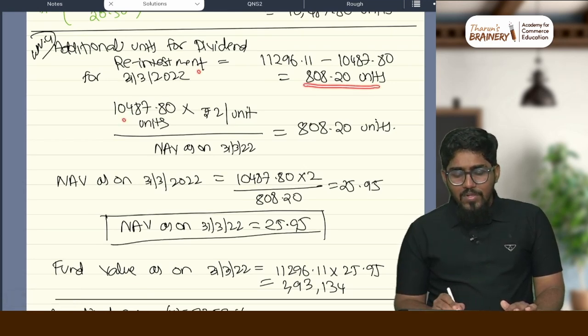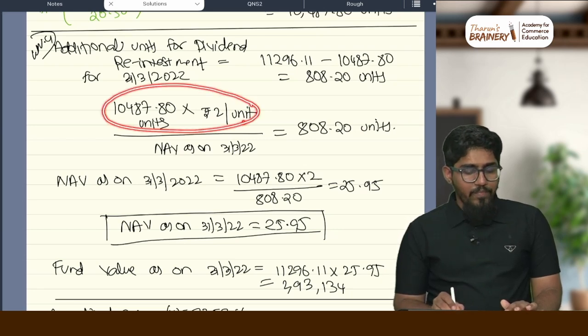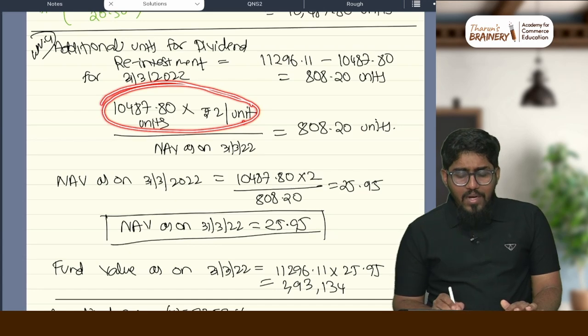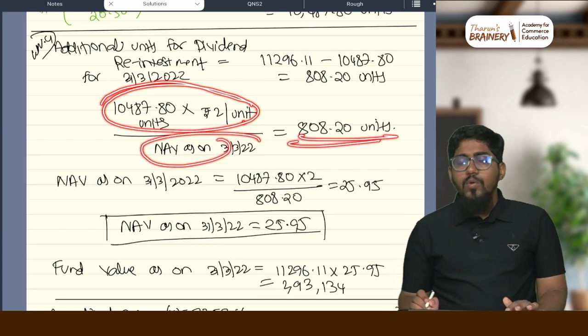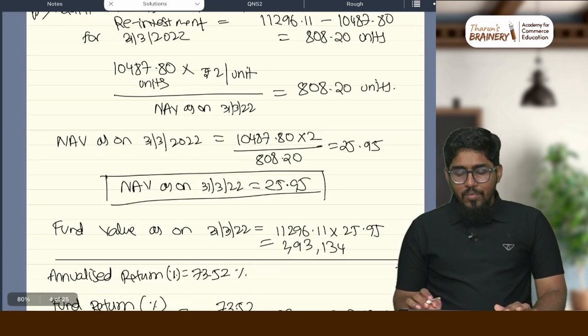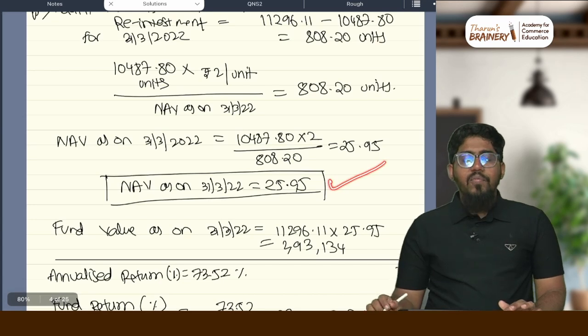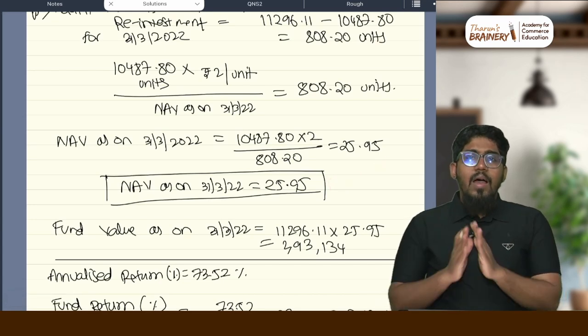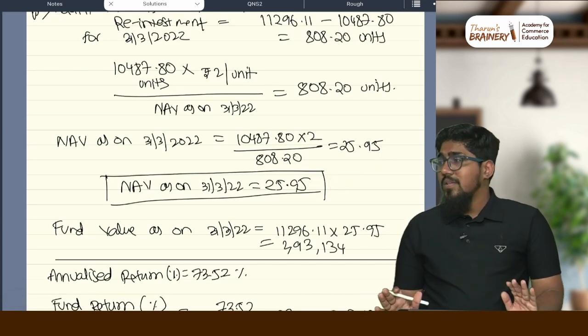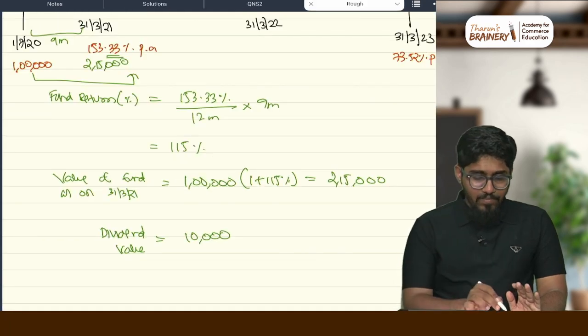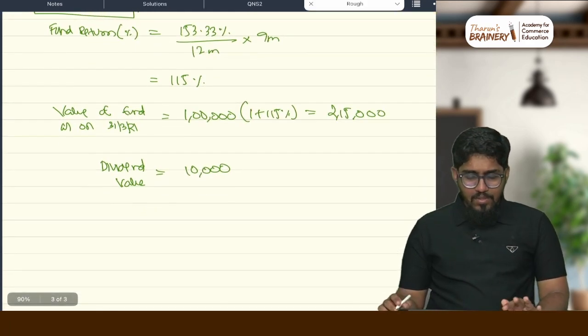So 10,487.80 into 2 rupees is nothing but the dividend amount. Dividend amount divided by the closing NAV is equal to 808.20 units, because this you already know. So which means your closing NAV is 25.95 rupees. Are you all having clarity? Sir, you want me to solve? See, very simple.